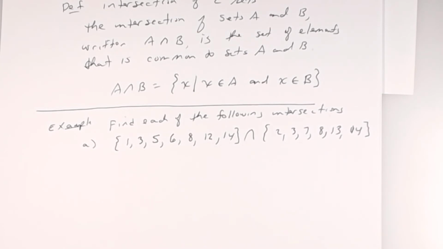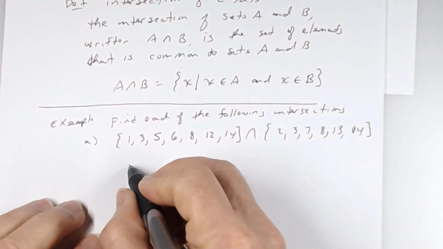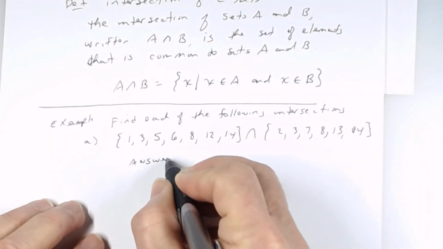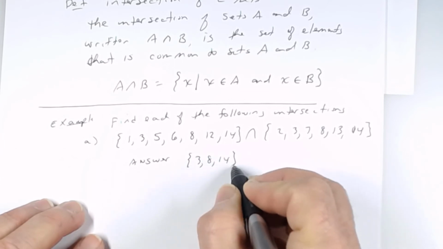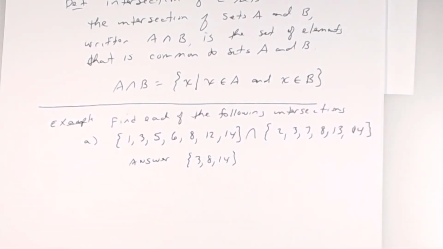So what do you think the answer is? What am I looking for? The numbers that are the same, the numbers that are common to both. What are they? 3, 8, and 14. Good. So your answer is 3, 8, and 14. Now you have to make sure you write it as a set. When you write as a set, you have to use the braces.